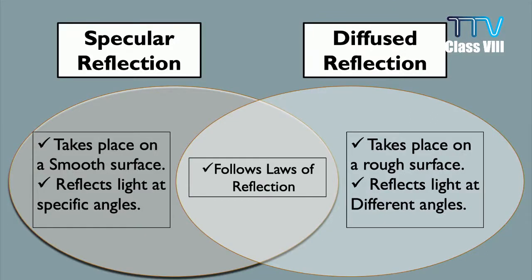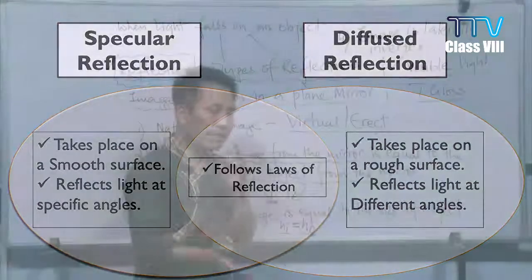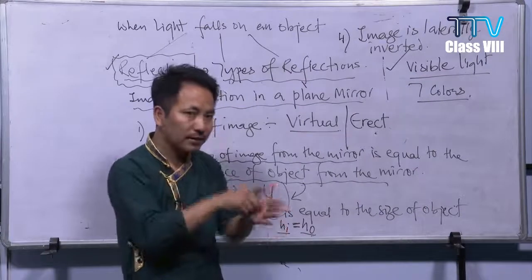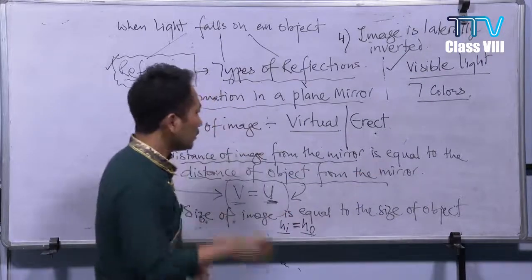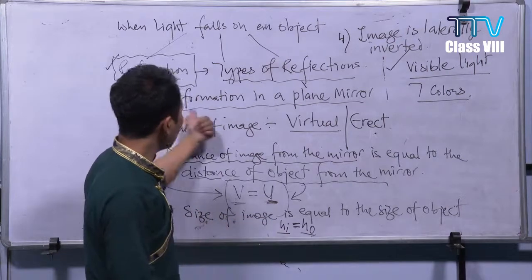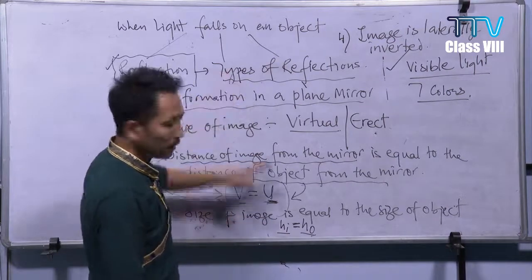The laws of reflection: the angle of incidence I is always equal to the angle of reflection R, and the incident ray, the normal and the reflected ray at the point of incidence all lie on the same plane.